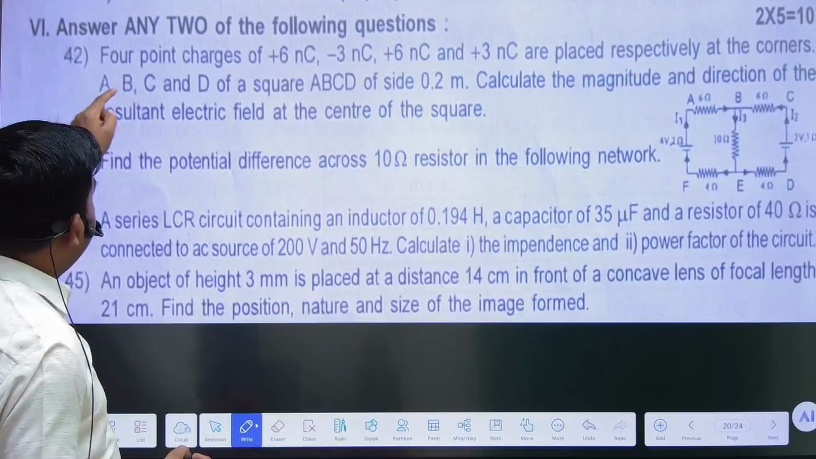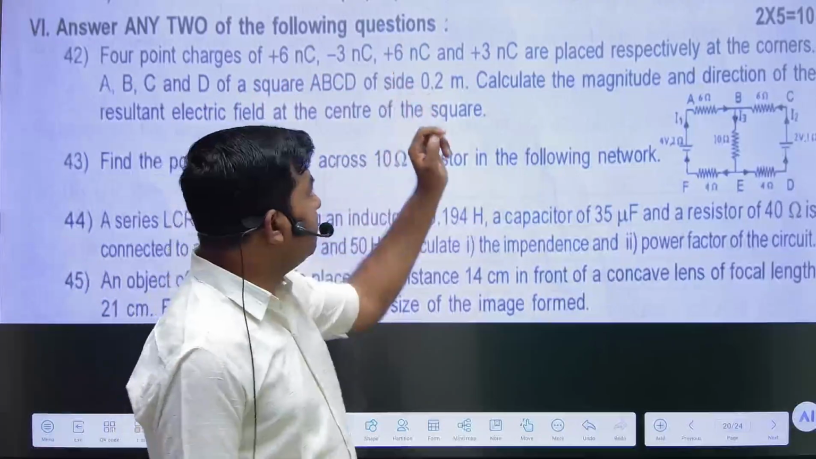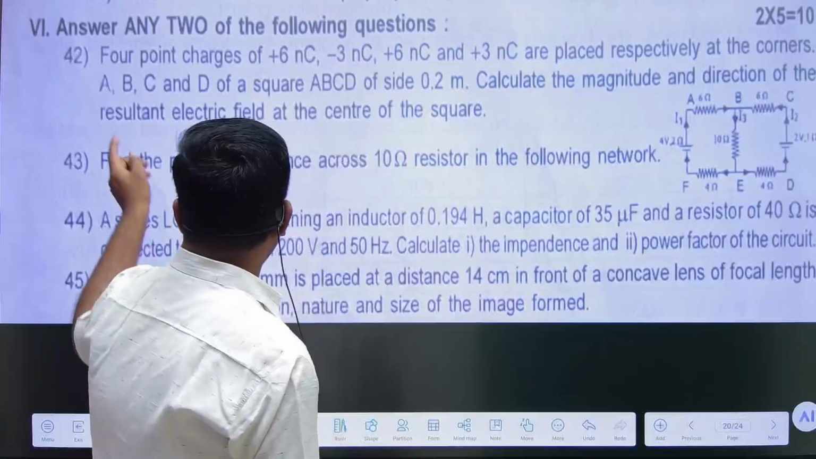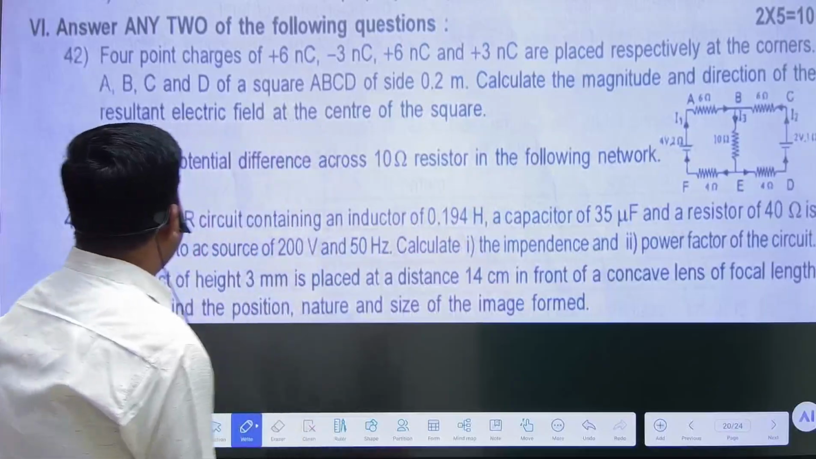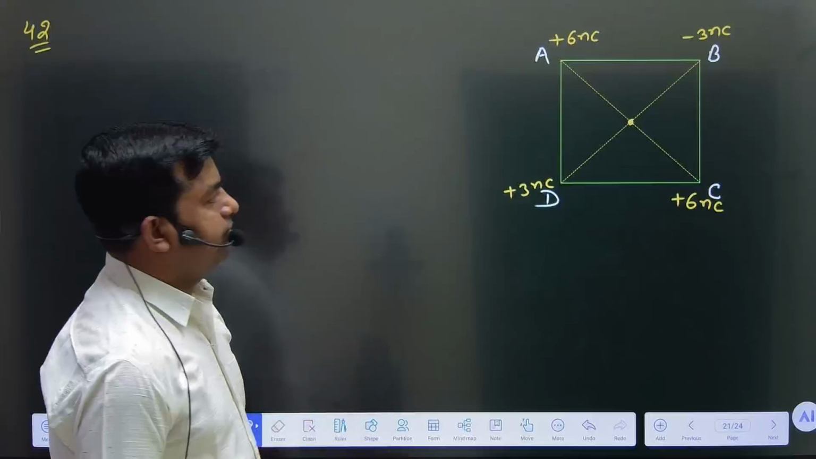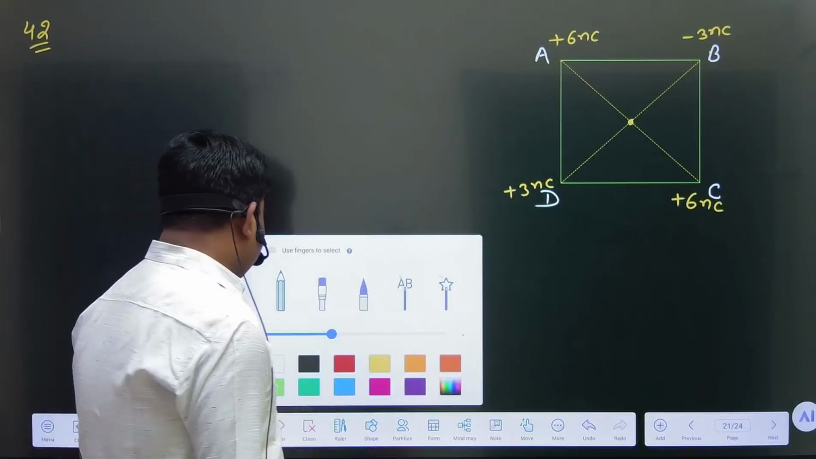Question number 1: 4 point charges of 6 nanocoulomb, minus 3 nanocoulomb, plus 6 nanocoulomb and plus 3 nanocoulomb are placed respectively at the corners A, B, C, D of a square of side 0.2 meter. Calculate the magnitude and direction of the electric field at the center of the square. Clear? This is the question. We have to calculate the electric field at the center of the square.